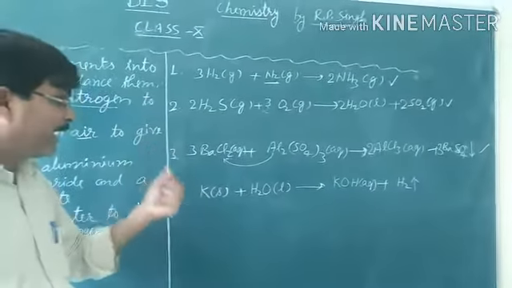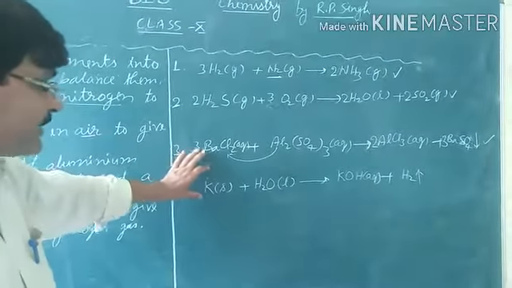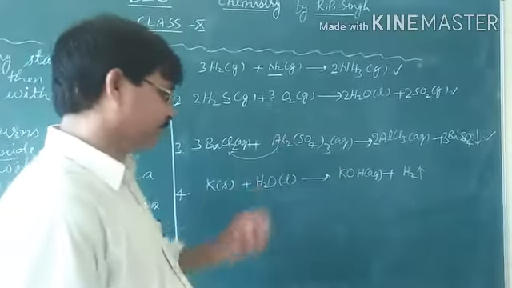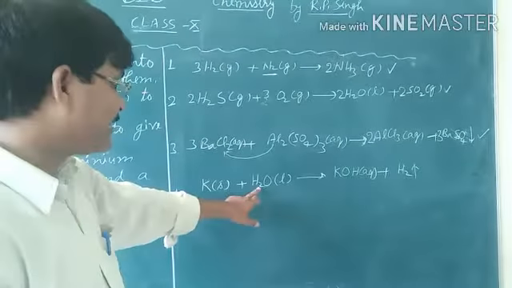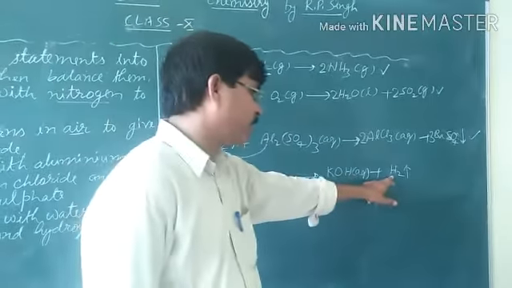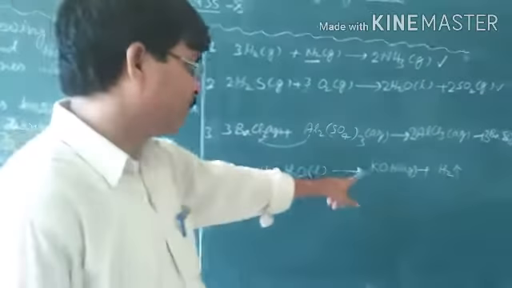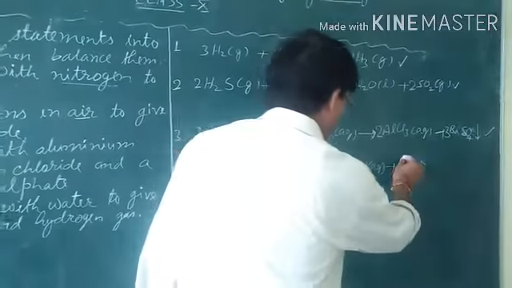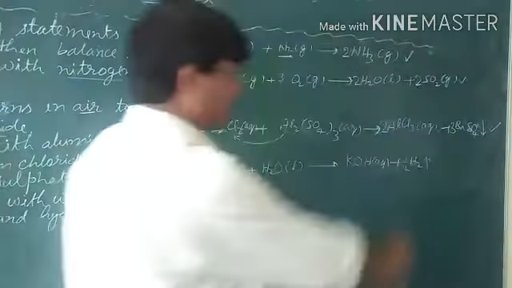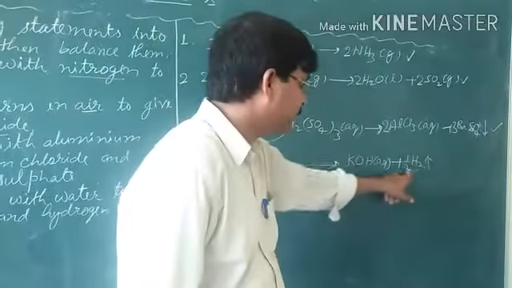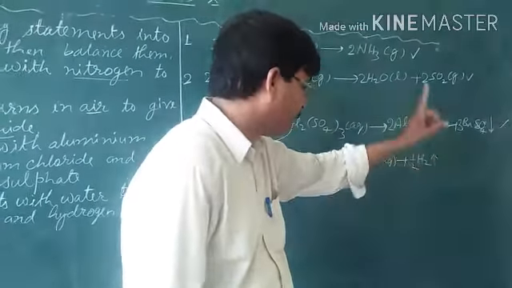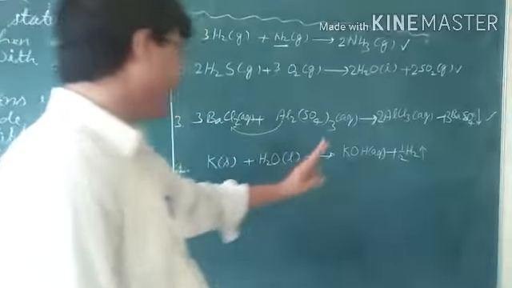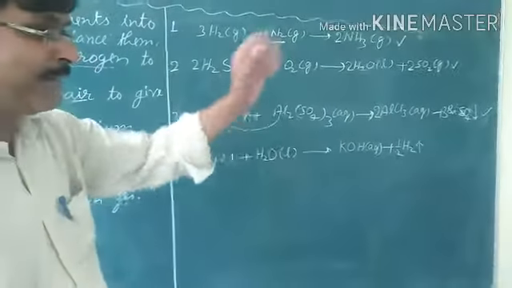Now we will check whether this reaction is balanced or not. K is 1, this is balanced. H is 2 and H is 3, not balanced. O is 1, this is balanced. So the easy method is 1/2 of H2. Here the number of atoms of hydrogen will be only 1. So the total number of hydrogen on the product side is 2, and on the reactant side it is also 2. So this is a completely balanced equation.